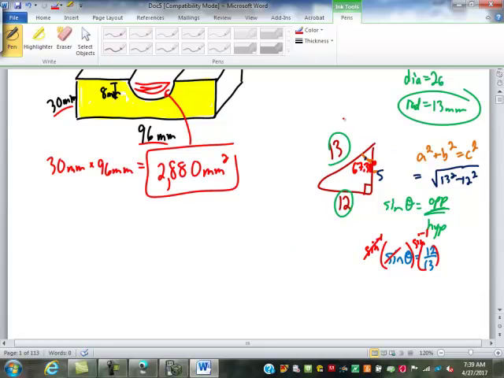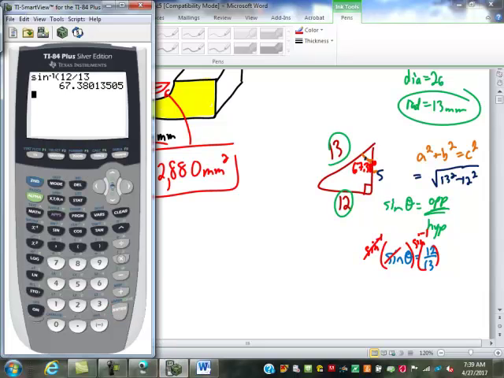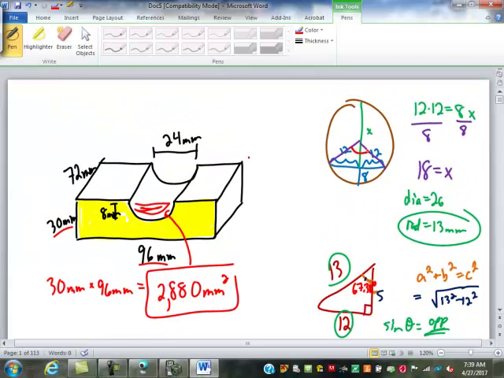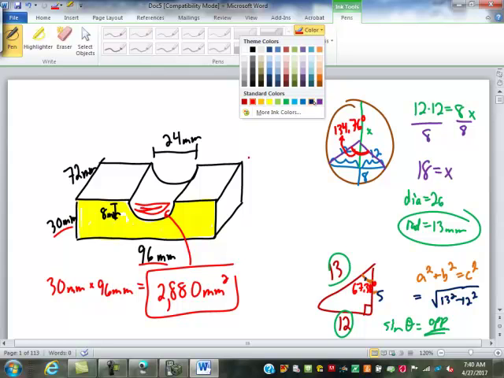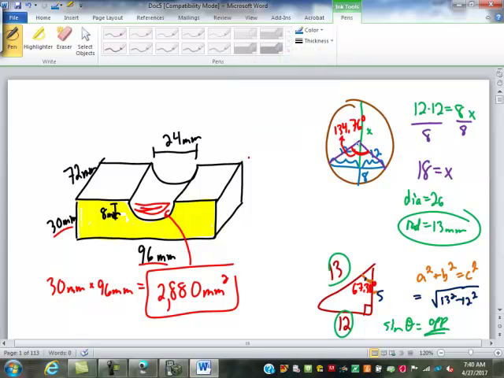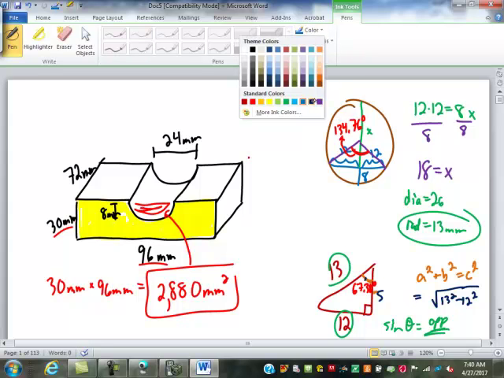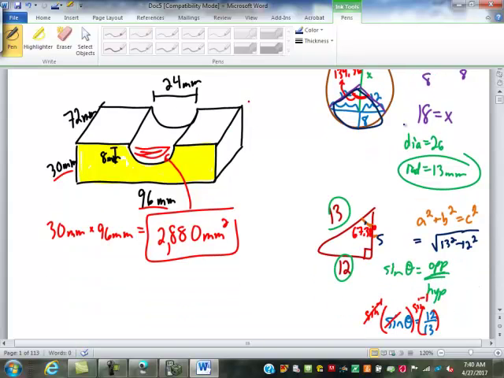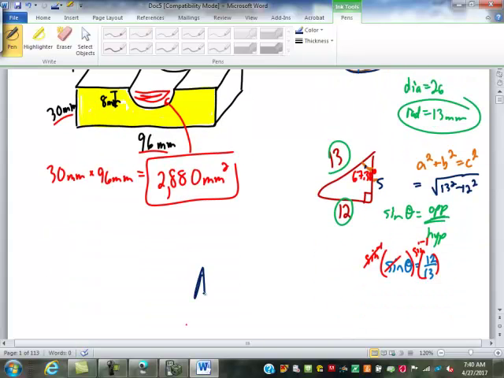Now we need to double that. We gotta get the whole angle. So it is 134.76. So this angle right here is 134.76 degrees. So we need to find the area of that sector right here, which is going to be found from finding the area of the whole circle.